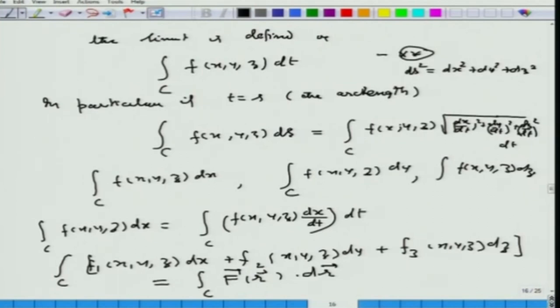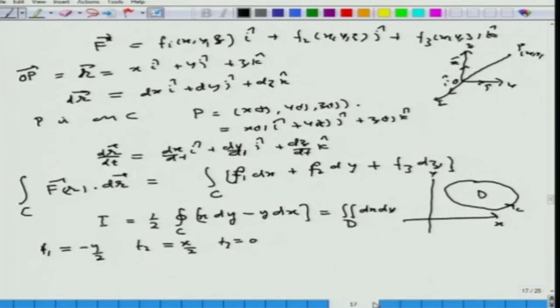A more general form of the line integral is considered in this way: we take the sum of all these, where f is replaced by f1, f2, f3 respectively, and then we sum these terms up. It can be seen that this is actually the vector form of the line integral, given by the integral over C of F(r) dr. Here F is a vector valued function which has components f1, f2, f3. i, j, k are the unit vectors along the coordinate axes, and the position vector r is given by the directed vector OP, so the position vector of P is given by x i plus y j plus z k, where x, y, z are the coordinates of the point P.